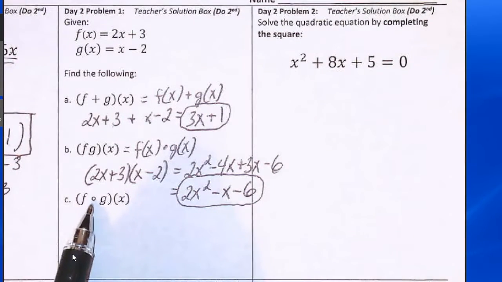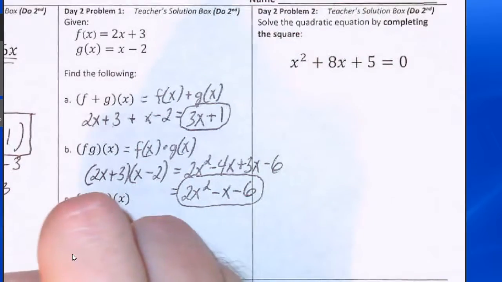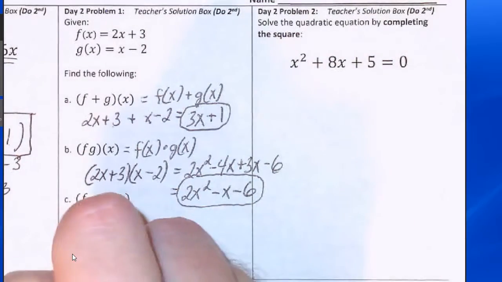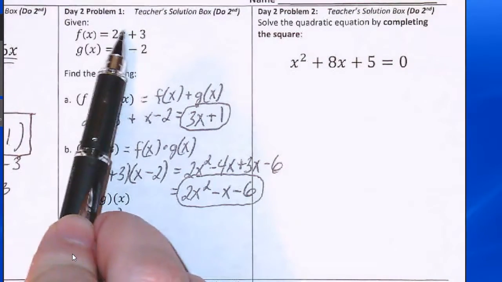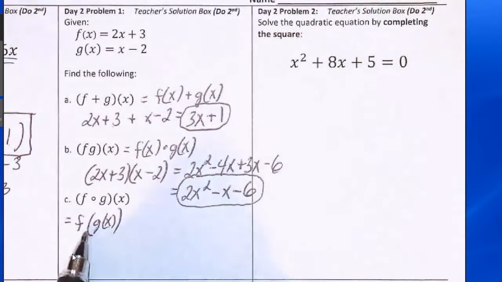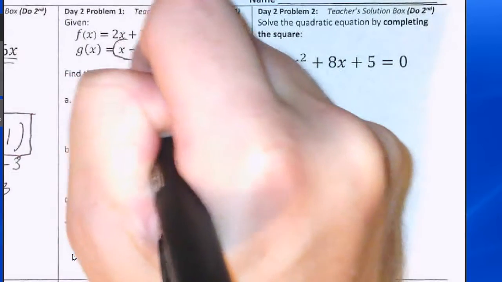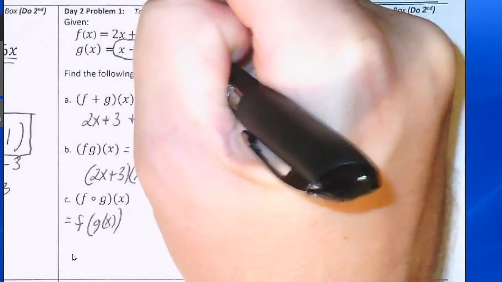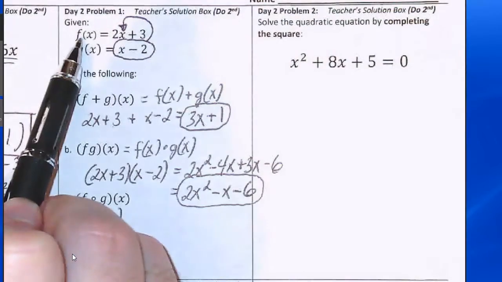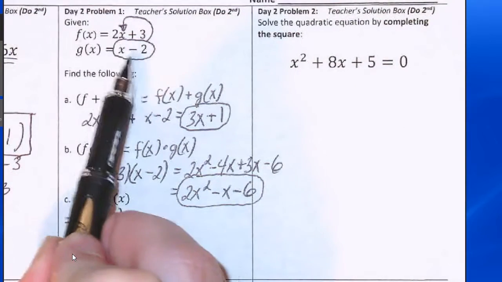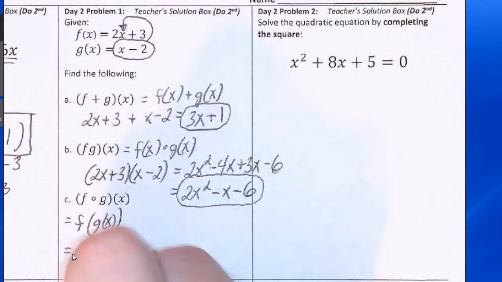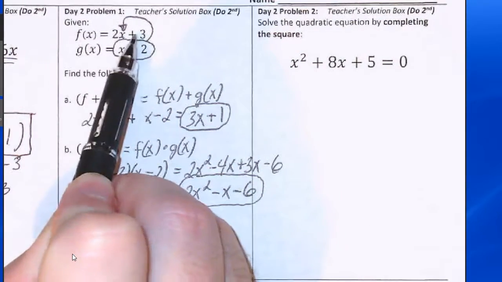Question C. We want to do the composition of function f and g. In algebra class, you would have seen it like this. Find f of g of x, where you're taking g of x and substituting it into function f. Go back up and look at what function f is and what function g is. This composition means to take function g, which is that expression, and input it into the variable for function f. So we want to go 2 times, and then in place of the variable, fill in x minus 2. And then comes the plus 3.